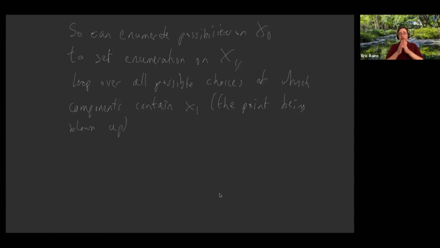So the point is, we have this decomposition of X naught. Among other things, what this tells us is the intersection numbers between the different components. And because we've broken Q into irreducible components, all of those intersection numbers are going to be non-negative. So in particular, one possibility is x1 is on only one component. Well, it's clear how to enumerate those possibilities. We have one such possibility for each component.